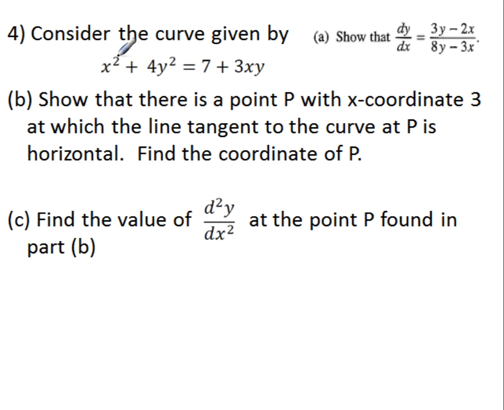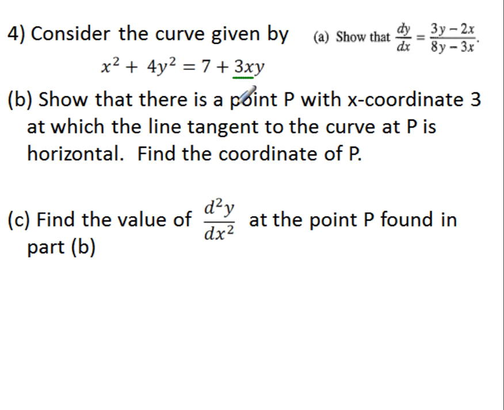So for example, the derivative of x squared is 2x. The derivative of 4y squared is 8y dy/dx. Derivative of 7 is 0. And the derivative of 3xy, you have to use product rule. And what I would do is I would just assign the u to be 3x and the v to be y. So you're going to need the dy/dx again in here.